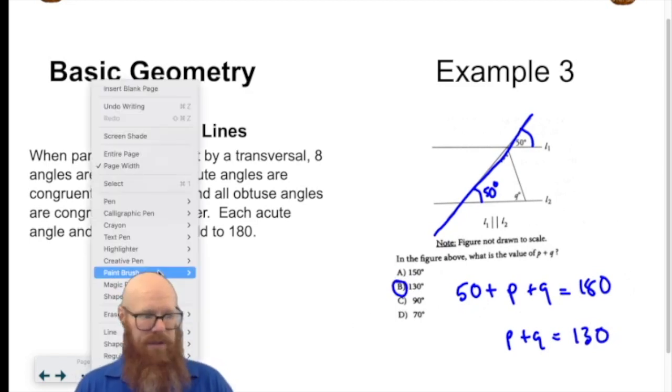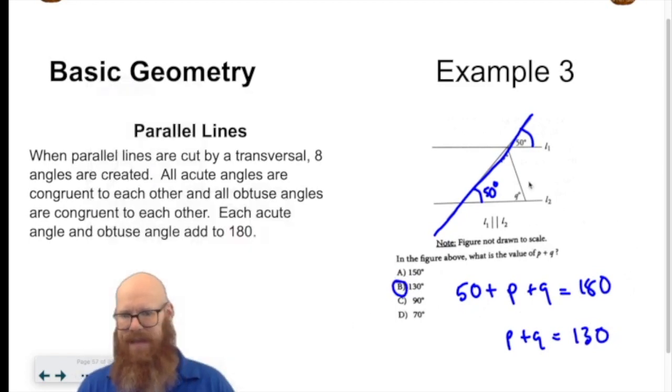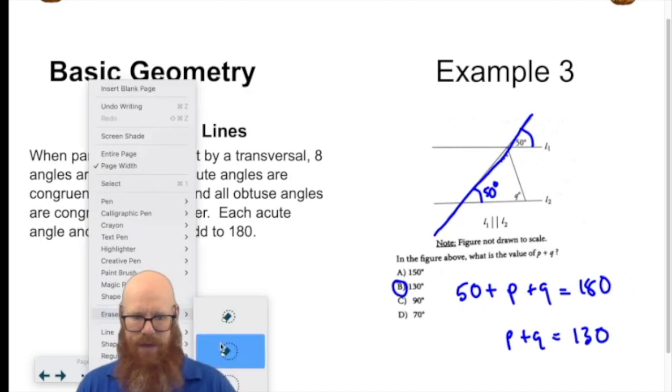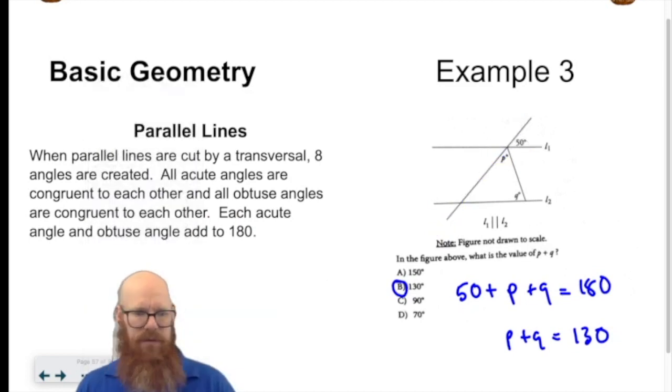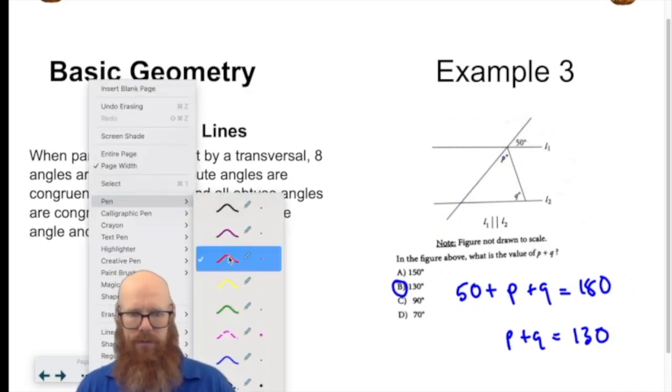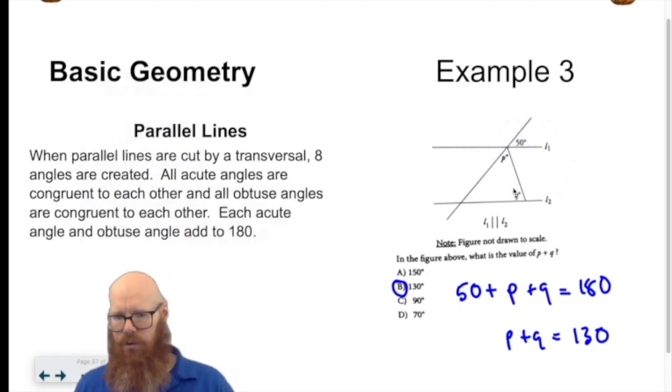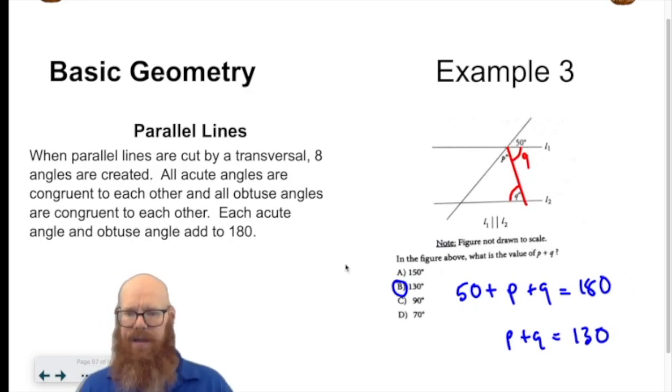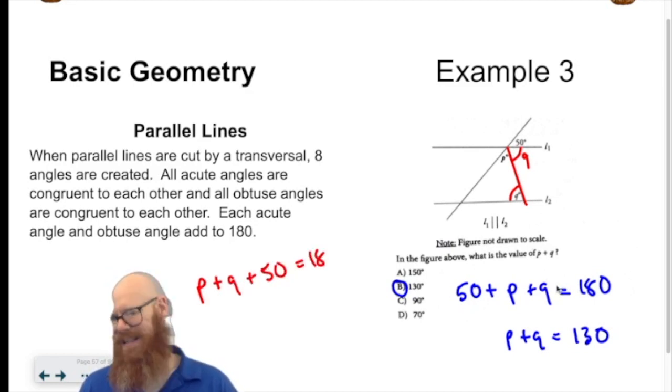The other way to do this would be to say this. Actually, let me just erase this. So just to give you an alternative way to do this, if this is q, notice q is an acute angle from this transversal. And this is also an acute angle from the same transversal, so that has to be q. And now p, q, and 50 all lie on a straight line. So once again, we get p plus q plus 50 equals 180, which is the exact same equation.